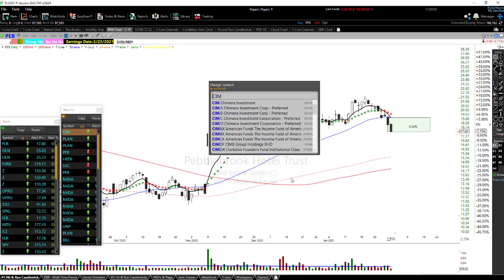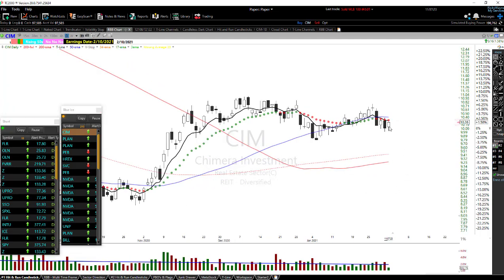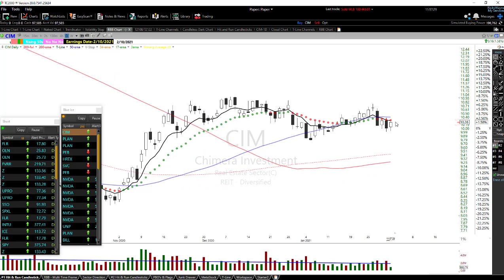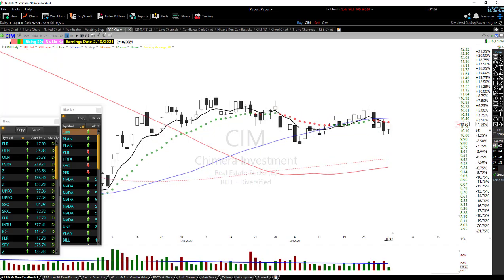CIM. See, that's showing a little bullishness today, but as long as it stays underneath the 50-period moving average, then I'm going to look at that as a short chart, especially if the Trendicator remains red, and that's what the Trendicator is doing right now. These three dots right in here. Those three right there.